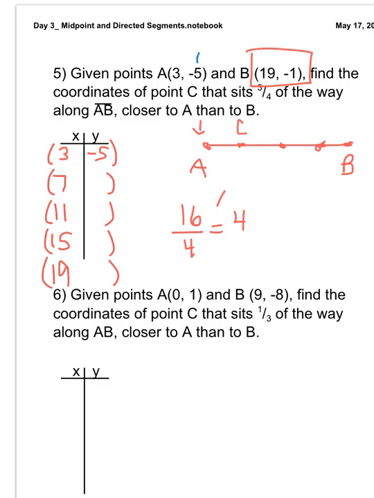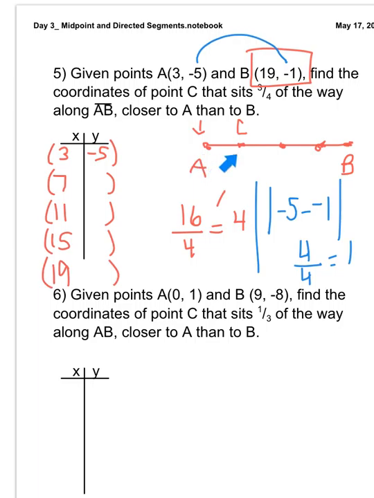I need to find the difference between negative 5 and negative 1. So I'm going to need some absolute value here. Negative 5 minus negative 1. Watch your signs. That's actually going to give you a difference of 4. Divide that into 4 equal segments, equals 1. So that means that each one of these segments increases by 1 on the y-axis.